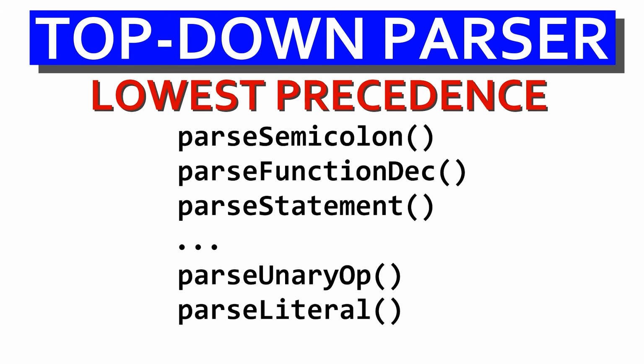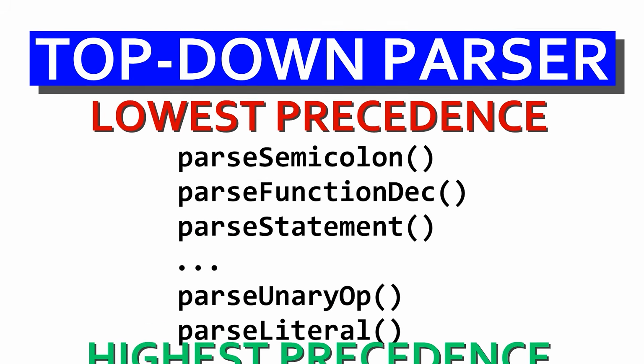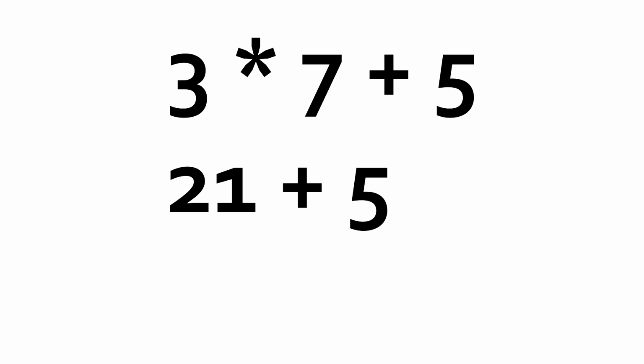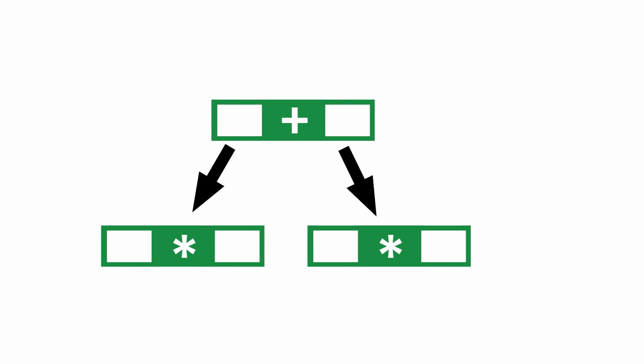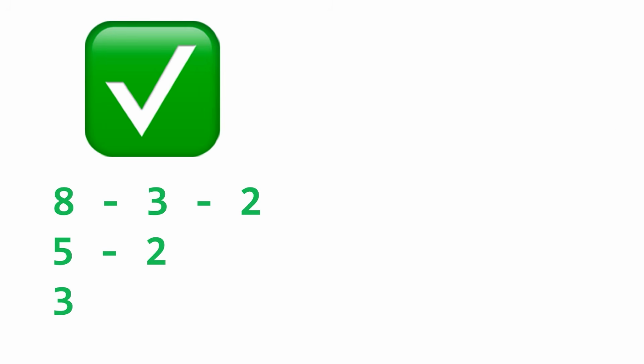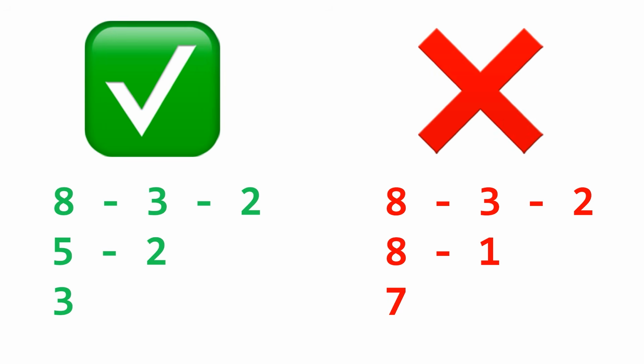In this structure, parsing is called for each operation in increasing order of precedence. For example, since we want to follow order of operations for arithmetic, we want multiplication to happen before addition. As a result, we want multiplication to bind tighter than addition, and so we want to run the parser for addition before multiplication. Also, we parse from left to right, so that the expression 8 minus 3 minus 2 resolves to 3, and not 7.